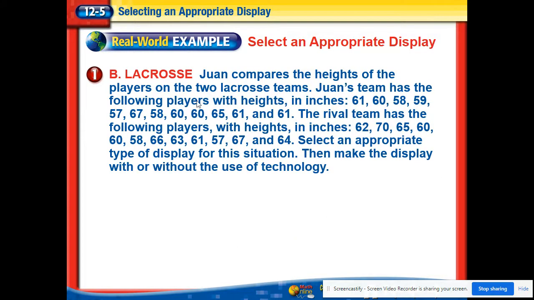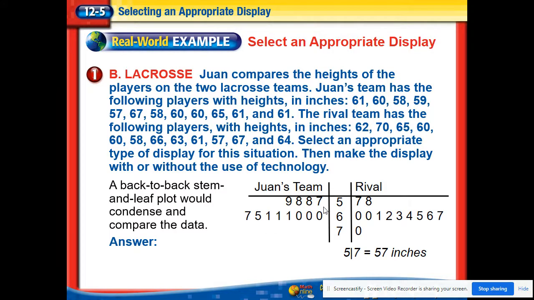Juan compares the heights of players of 2 lacrosse teams. Juan's team has these heights. The rivals team has these. Select the appropriate type of data display for this situation. We have 2 different sets of data points, and there's a lot of data there, so we want to display it as quickly as we can. A condensed form of displaying data is a stem and leaf plot. And remember, stem and leaf plots can do 2 at a time. So a back-to-back stem and leaf plot would probably be the best way to compare these and look at the data.